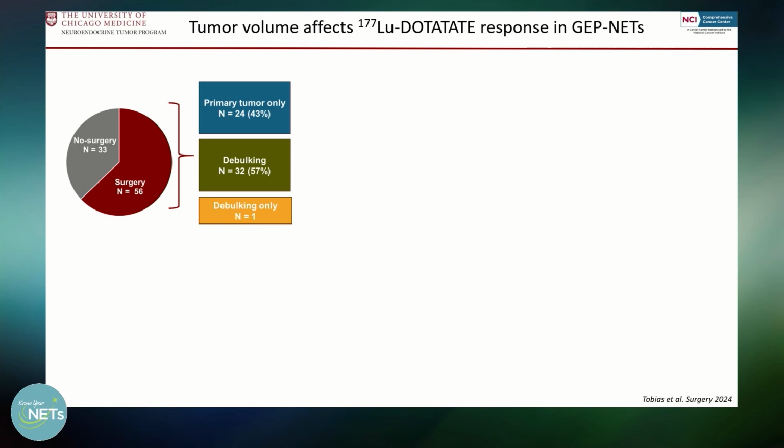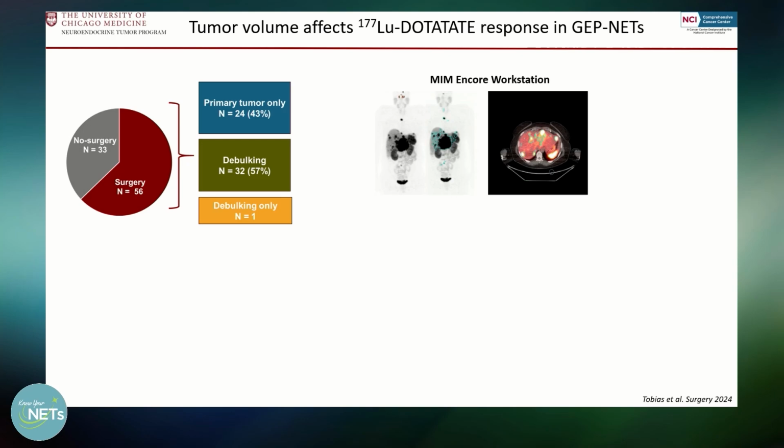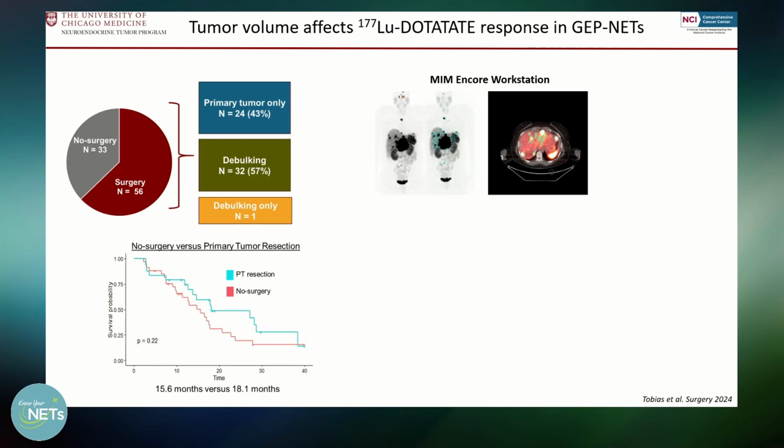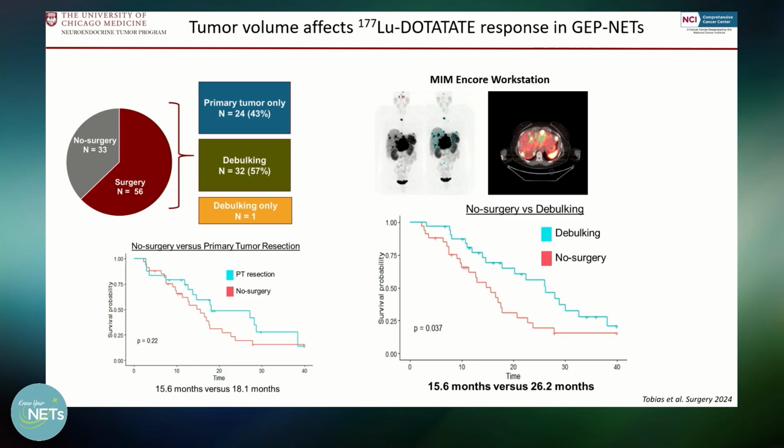So we looked at this at the University of Chicago last year, and we included a little less than 90 patients, of which about two-thirds underwent surgery or surgical debulking, and one-third did not have any surgery. We used tumor volume measurements to measure tumor volume in our patients using dotatate. And when we compared the different surgical procedures that we did, we found some differences in the debulking versus no debulking part in terms of progression-free survival, as you can see on the right side. On the left side, there weren't really many differences when you resected only the primary tumor.